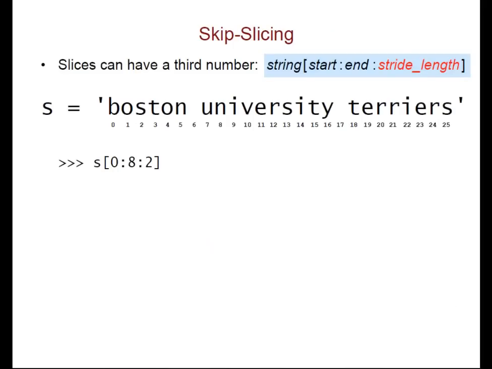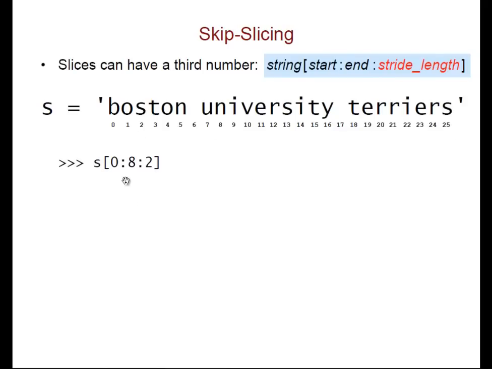Finally, it's possible for slices to include a third number, right? So after the start index and the end index, we can have what's called a stride length. And this gives us what's called skip slicing, because we're going to skip over characters. So let's assume that S has been assigned this string, Boston University Terriers. And to make things easier, I'm showing all of the index values when I number them from 0 into the positive numbers. I'm not showing the negative ones. We're just going to use these positive ones for now.